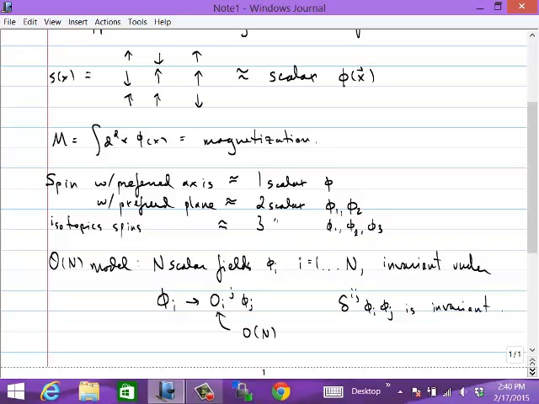If you're not familiar with that group theory language, don't worry. If you just think about these three examples here, it should be pretty clear. So for example, the O3 model is a model where you have three scalar fields, phi 1, phi 2, and phi 3, that's invariant under the rotations between those fields, where they rotate using the usual rotation group O3, or SU2.